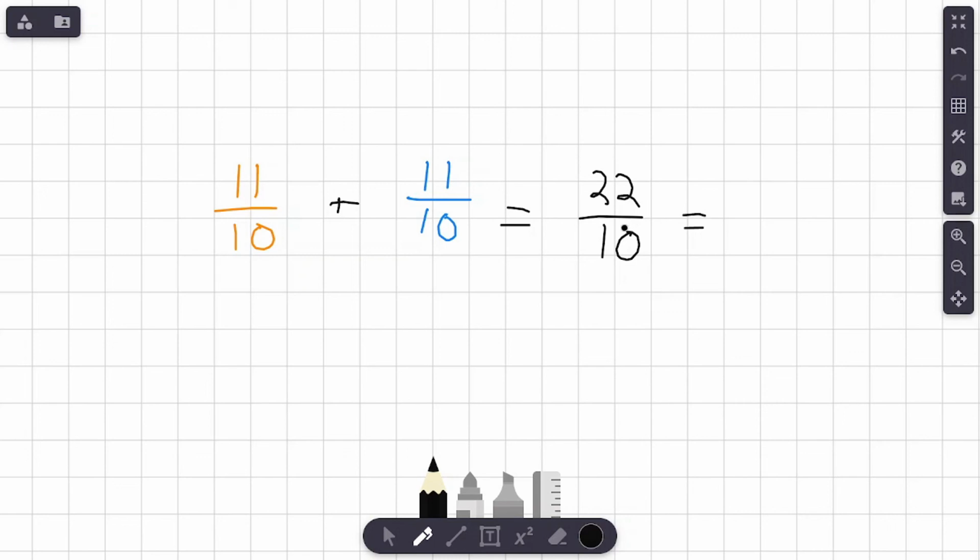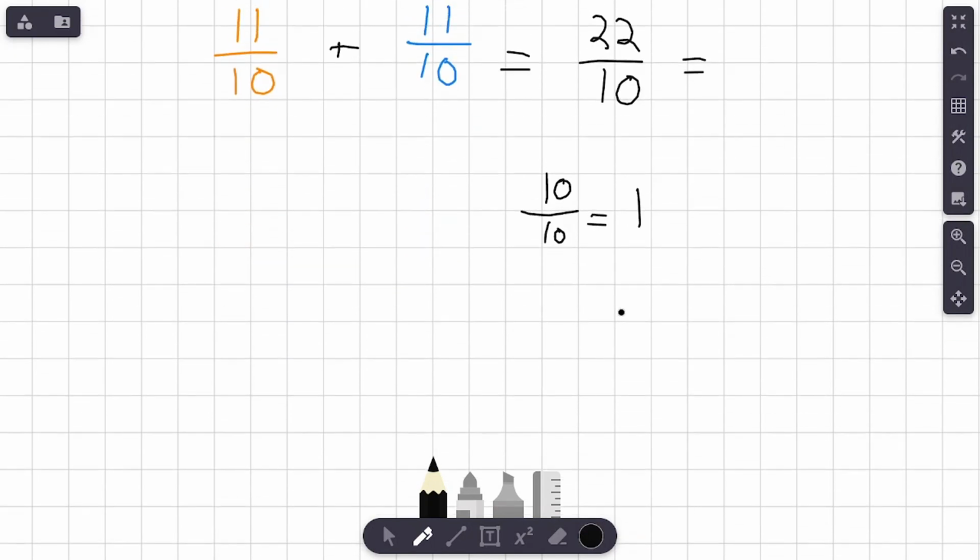Remember, what we're going to try to do next is convert it into a mixed number. 10/10 is equal to 1 whole. So what I'm going to do here is I'm going to see how many 10/10 we can take out of 22/10. So 10/10 would be 1 whole. 20/10 would be 2 wholes. And that would leave 2/10 as our fraction.